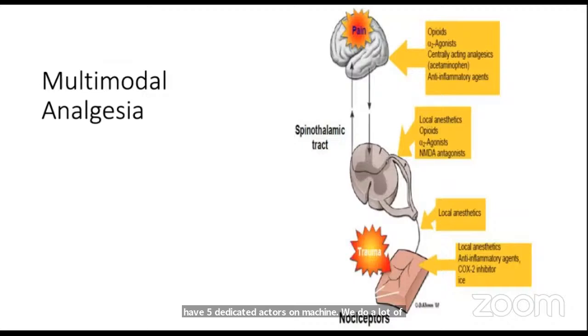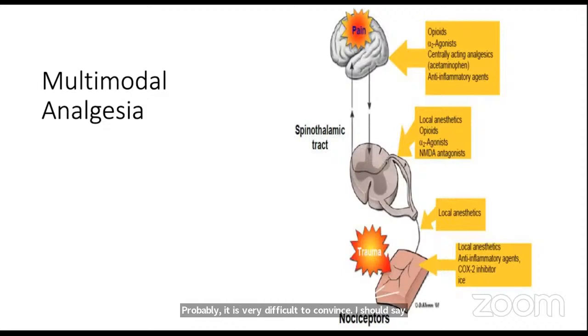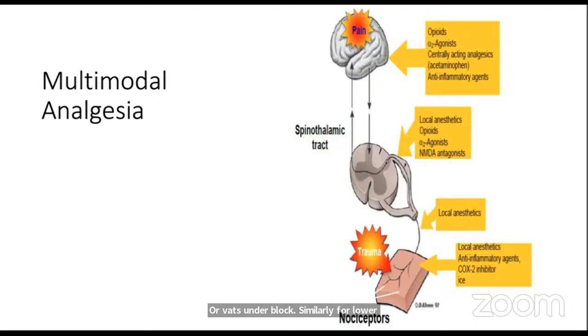Somebody was talking today evening, is it necessary that we should learn these interfacial plane blocks? Probably it is very difficult to convince, I should say, those who are into freelancing practice, because most of these interfacial plane blocks are meant for post-op analgesia. So as Harshal has mentioned, as you grow in regional anesthesia, some specific cases will come to you. For example, with upper trunk block, the surgeons will ask whether we can do this breast surgery exclusively under surgical anesthesia with block, or VATS under block. Similarly, for lower abdomen, it is hernia under block. We got a patient shifted from Mumbai just for hernia surgery because the patient has multiple issues. Spinal or epidural or GA was more or less not possible. So these are some of the very good cases you end up doing.